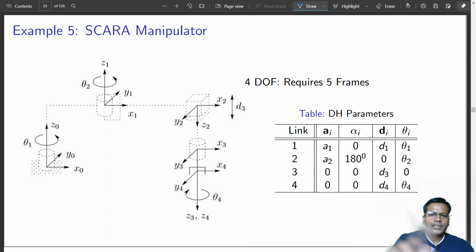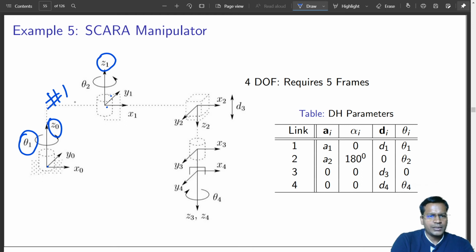I'll just revise it once again. Z0 and Z1. Z0 is the axis about which joint 1, link 1, rotates by angle theta 1. There are two distances. A1 is the distance between Z0 and Z1, and because there is some travel in the vertical direction, this becomes your D1. There is a travel along the Z axis, so this is your offset.